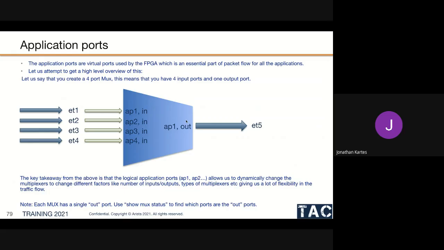And we can do a live example of this later if that is in any way confusing, but hopefully as I continue to go through this, that makes perfect sense. Use the show MUX status to find which ports are the out ports. That's the command that I was trying to come up with earlier.